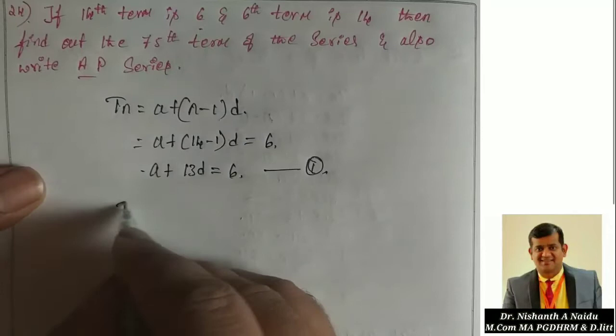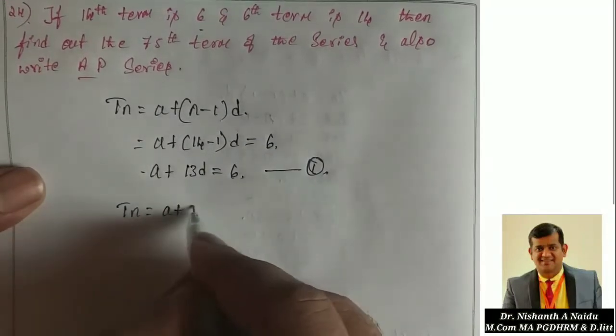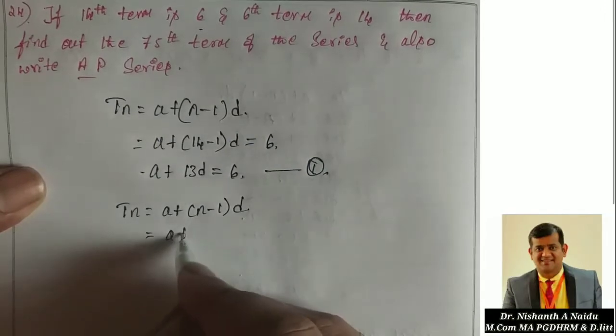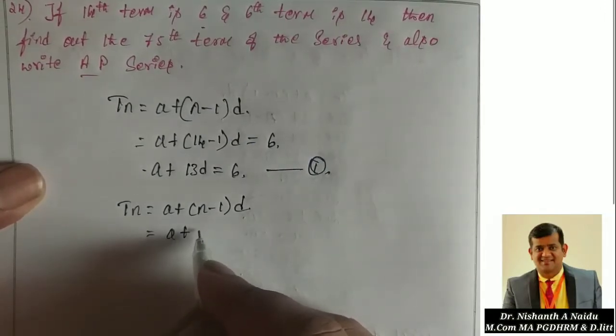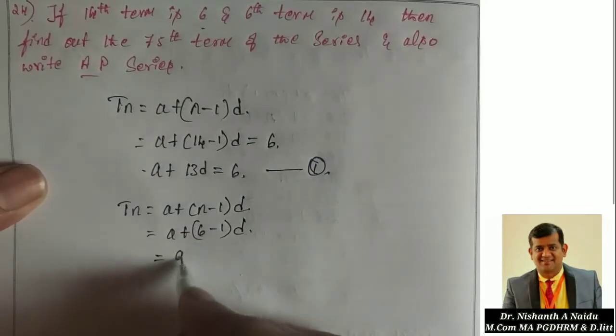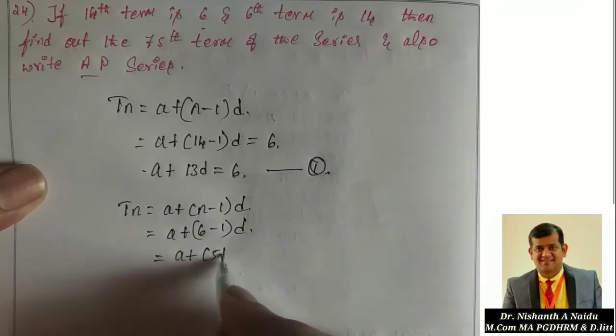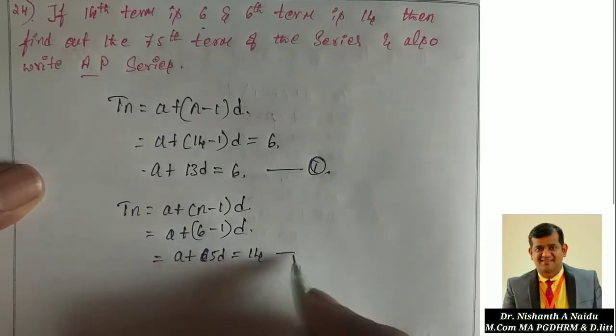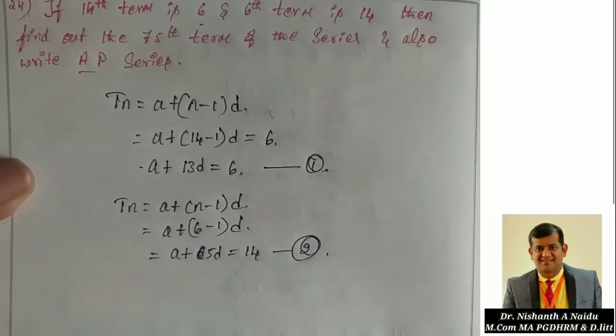Then in the same way, Tn equals A plus n minus 1 into D. Second equation I am doing. The second one is the 6th term, right? So 6 minus 1 into D. So that becomes A plus 5D equals how much? 14, right? A plus 5D equals 14. I'll consider it as equation 2.